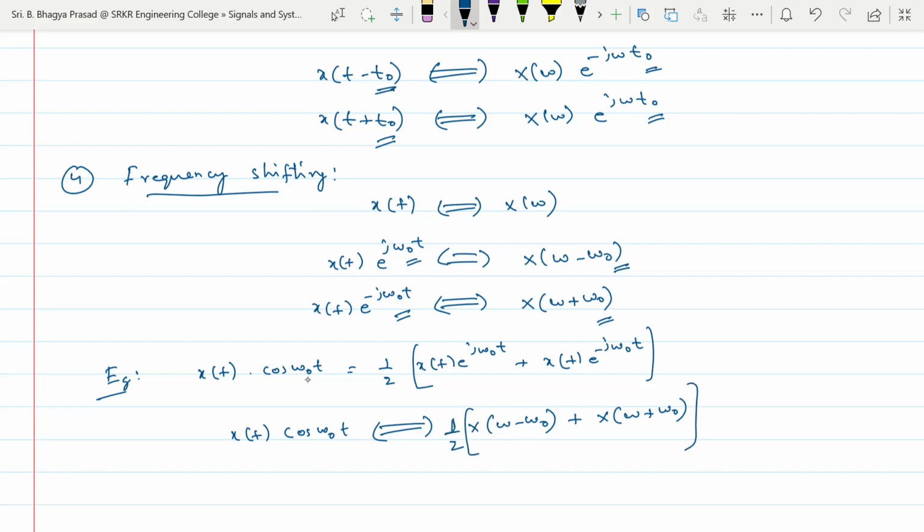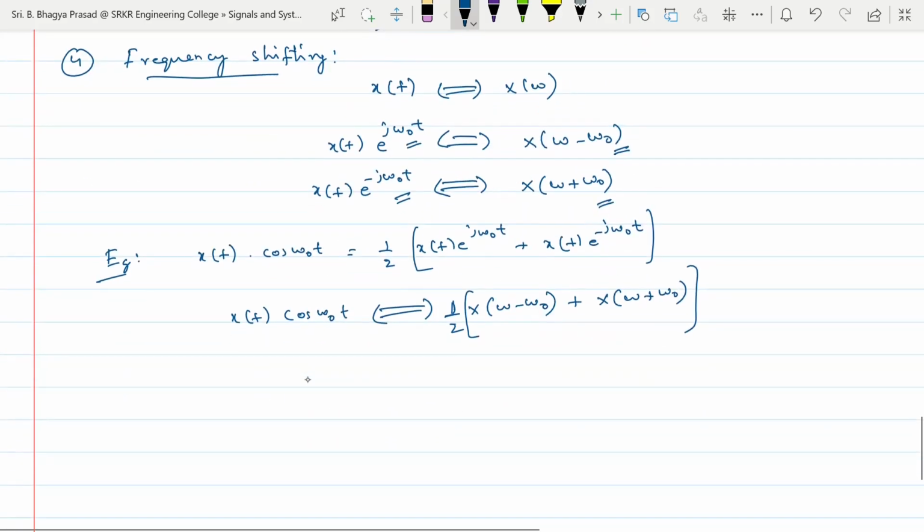Okay, we will discuss this in the modulation property. So x of t is a signal. If you multiply it with cos omega naught t, the x of t spectrum will be shifted to omega naught and minus omega naught.